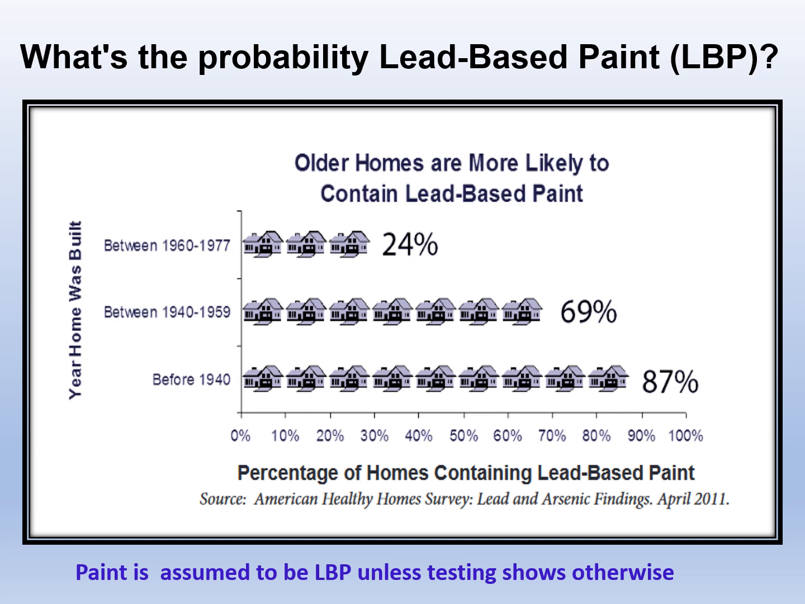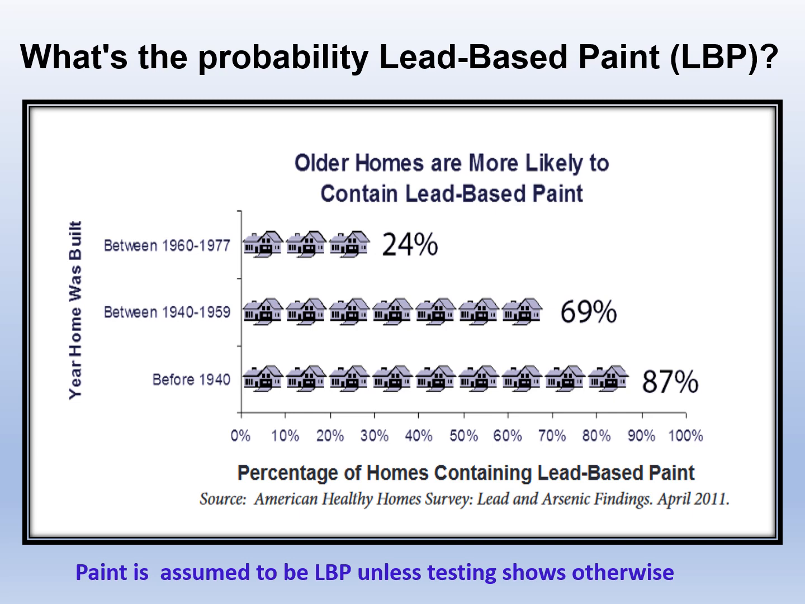That number dropped somewhat between 1940 and 1959 to 69%. Then you have more of a significant drop off between 1960 and 1977. Now, the source of this data is the American Healthy Home Survey, lead and arsenic findings, back in April 2011.